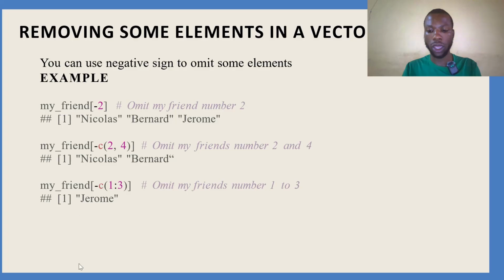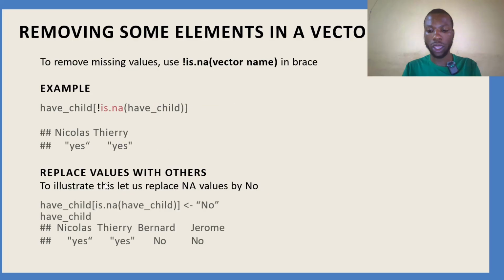The same as here, I remove the values in positions 2 and 4. You see, I will see only the values in positions 1 and 3. I'm omitting my friend number 2 and 4. And the same here, from 1 up to 3, I'm going to get Jerome only, which is in the last position, number 4. So removing some elements, that's what we are doing.